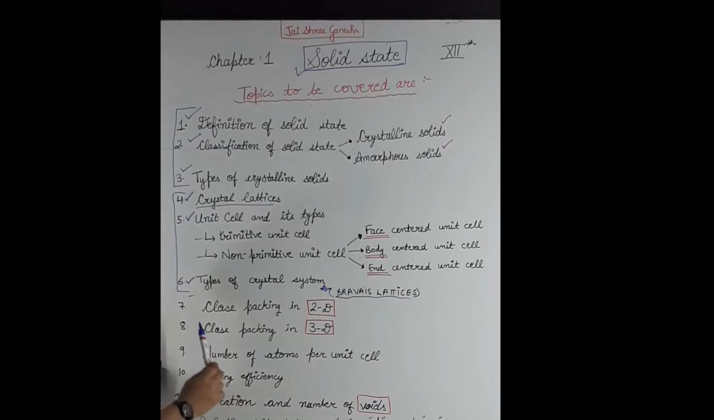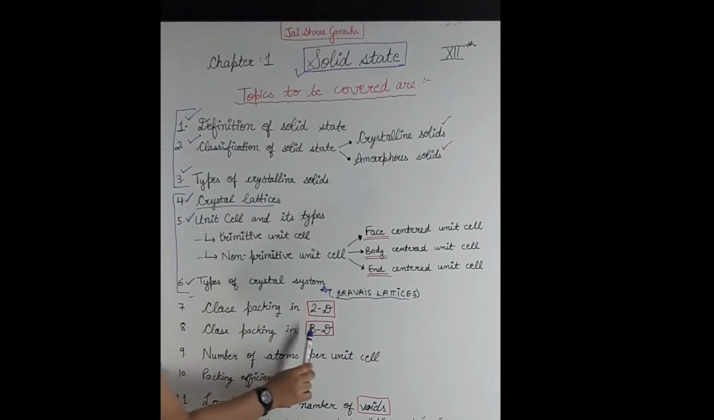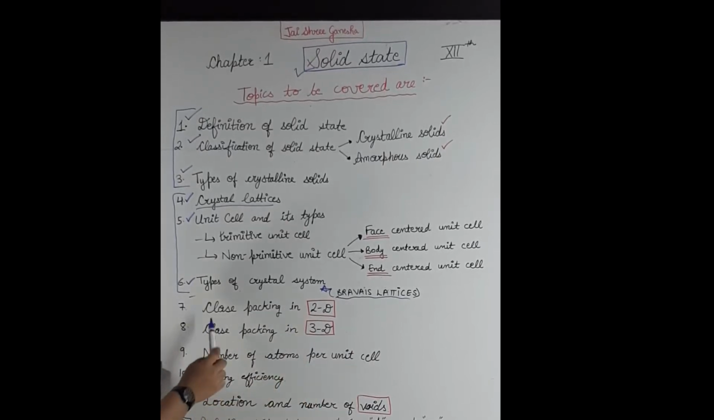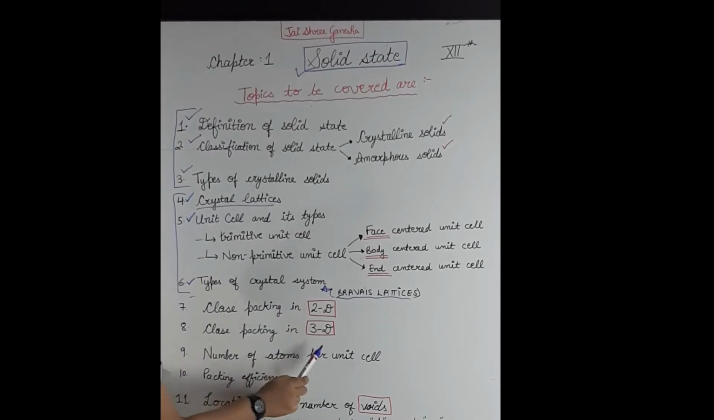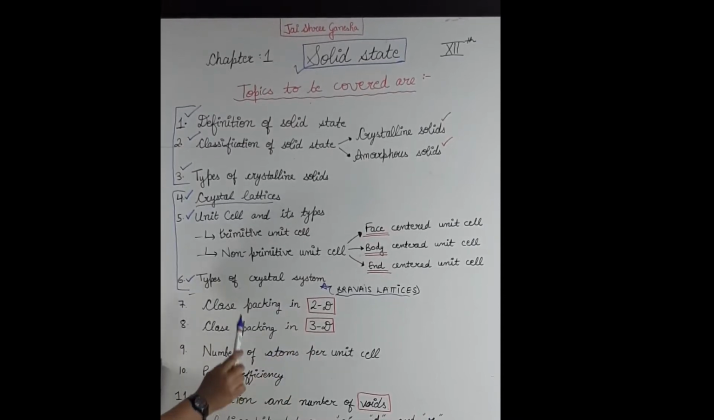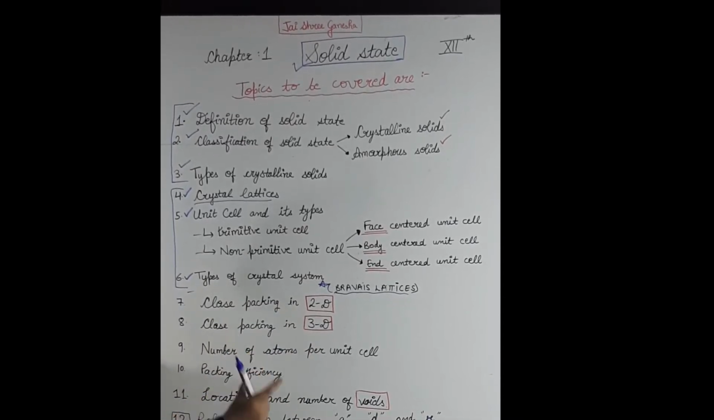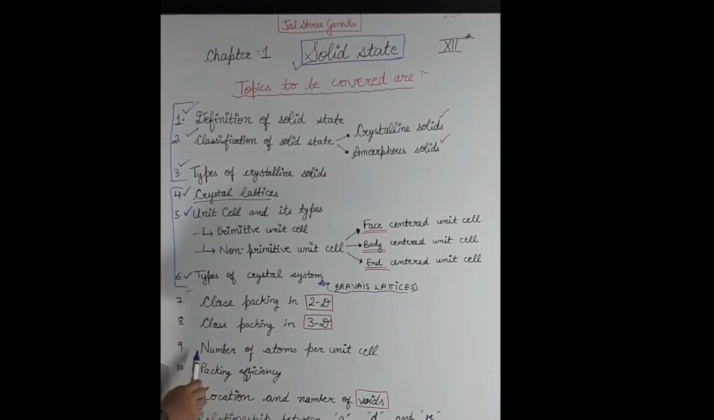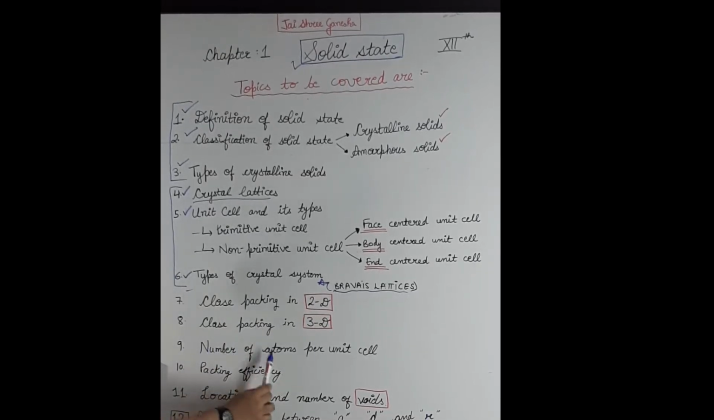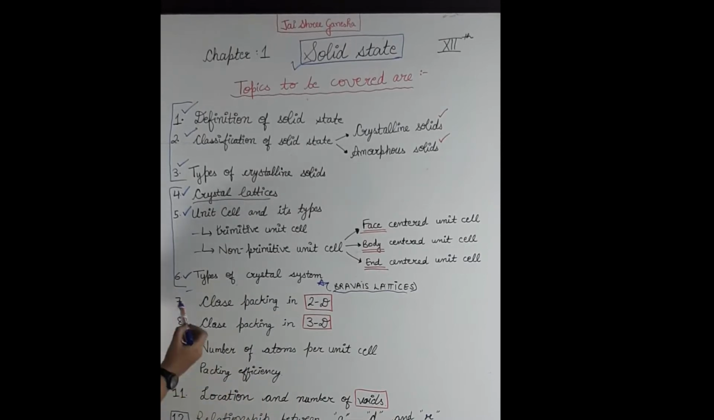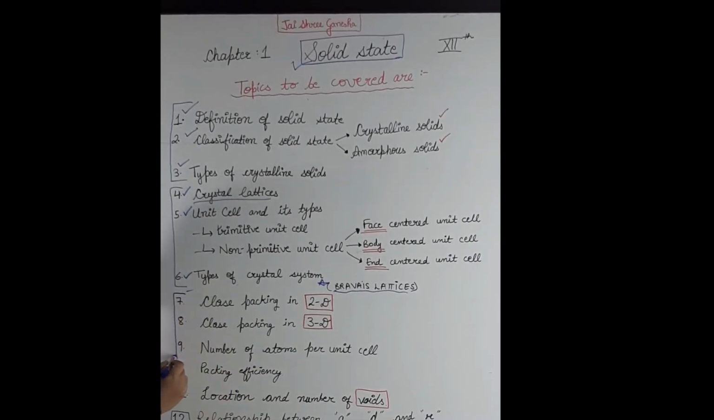Today we will do close packing in 2 dimensions, which are the square close packing and the hexagonal close packing, and then close packing in 3 dimensions. Close packing in 3 dimensions, we will try to understand with the help of bowls, and also we will try to cover the number of atoms per unit cell. So today we will cover these 3 topics in our video.